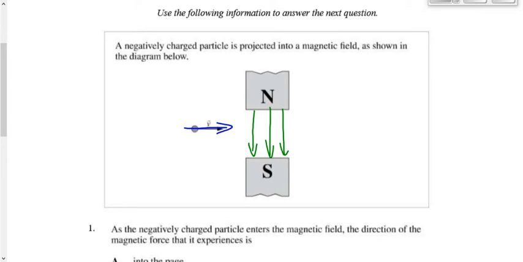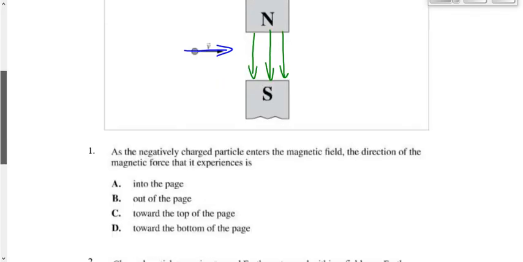We know that magnetic field inside a magnet goes from south to north, but outside, of course, it goes from north to south. So we've got our left hand because it's a negatively charged particle, left thumb in the direction of the particle, which is to the right. Fingers are down the page from north to south. Palm's going to point out of the page. The magnetic force is out of the page.